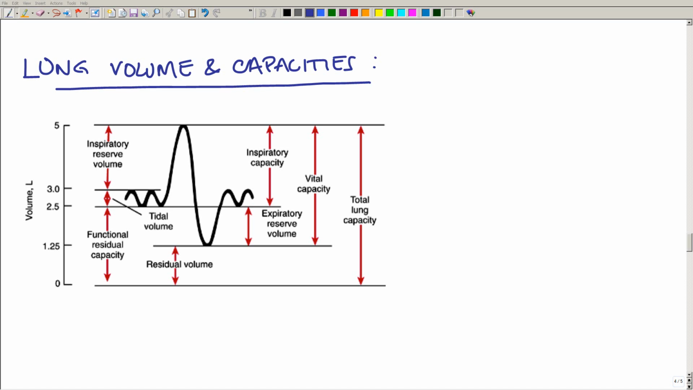Today we have a mnemonic for the lung volumes and capacities. It's not that hard, but it is confusing. So how do we do this in 72 seconds? We have to divide first.